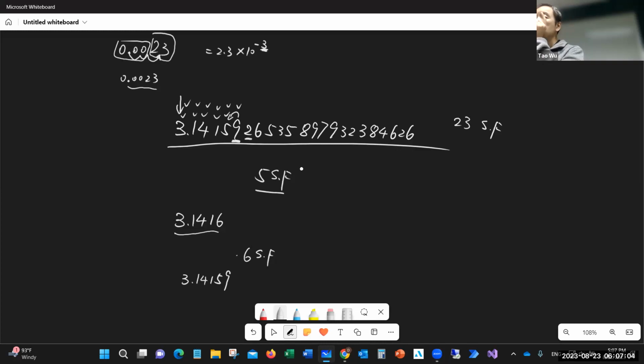Go ahead and write down what pi is for 7 sig figs and 8 sig figs.